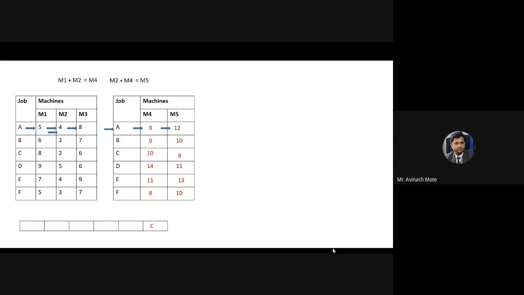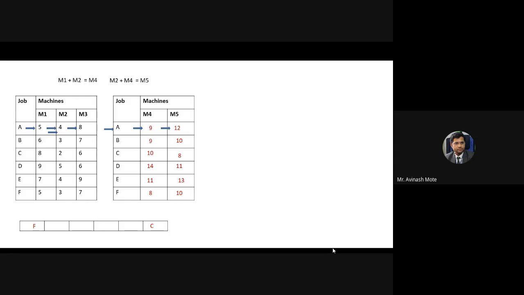And F at the left. Is it clear? C at the right: if the smallest number is in the second column, take it at the right. If it is in the first column, take it at the left. Okay, C and F. Now 8 and 8 are over, the next smallest number is 9.